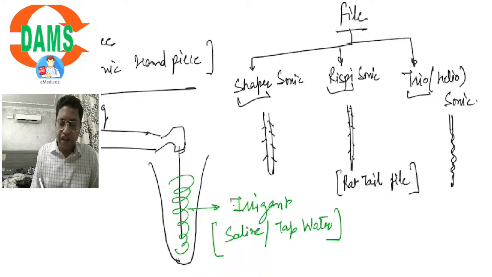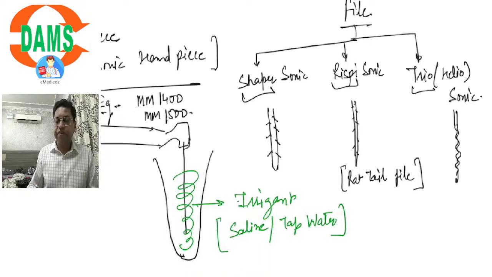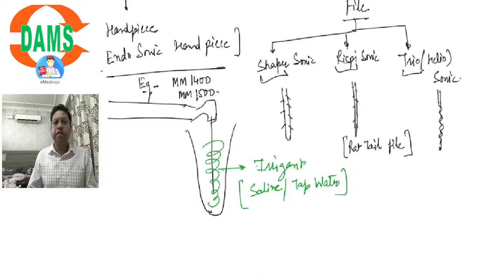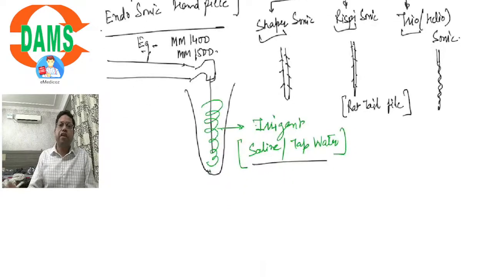If we have to talk about examples of sonic handpieces, they are MM1400 and MM1500 handpieces. Right. So the files would be attached to these sonic handpieces that would vibrate at the frequency of 2 to 3 kilohertz, and they are then used inside the root canal that is flooded with irrigant, that is saline or Teflon.